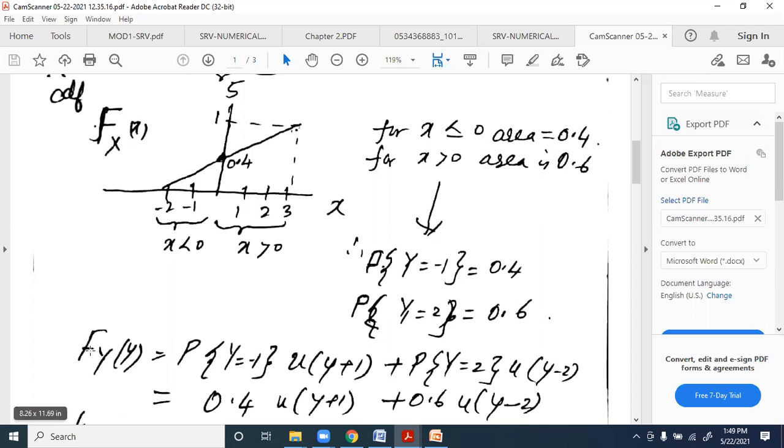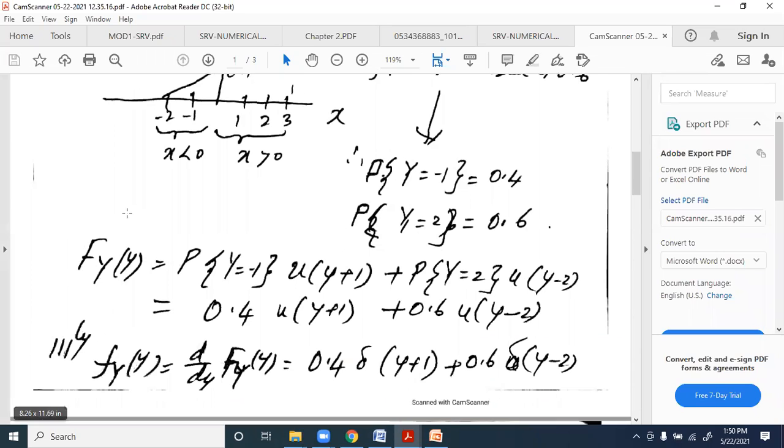So therefore, the CDF for the y variable will be nothing but P of y equal to -1, U of y plus 1, plus P of y equal to 2 into U of y minus 2. So this will be 0.4 U of this and 0.6 U of this. So we will now need to calculate the PDF for this. This is the CDF for y, and this is the PDF for y. PDF for y will be equal to d/dy of F_Y(y) equal to 0.4 delta of y plus 1 plus 0.6 delta of y minus 2.